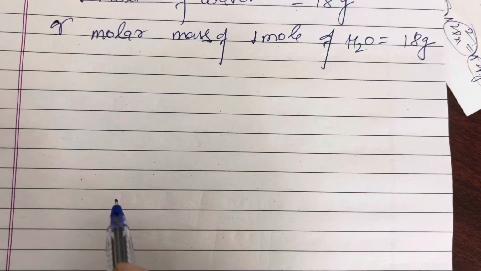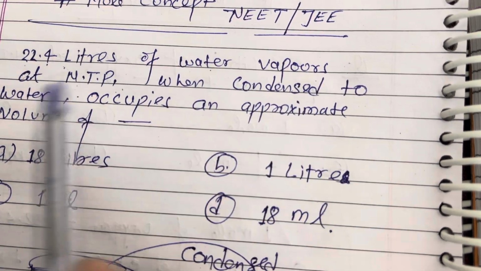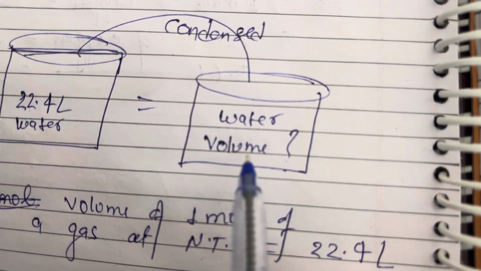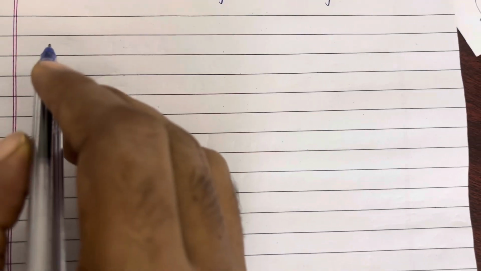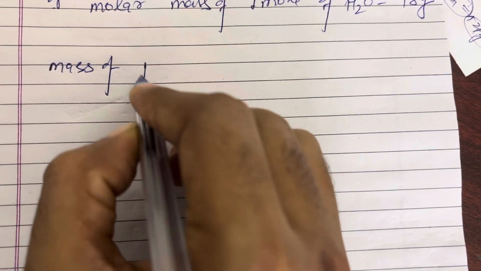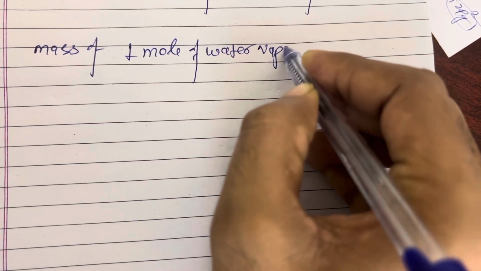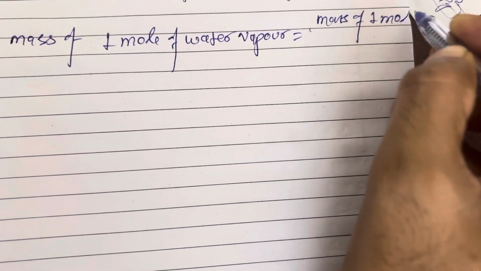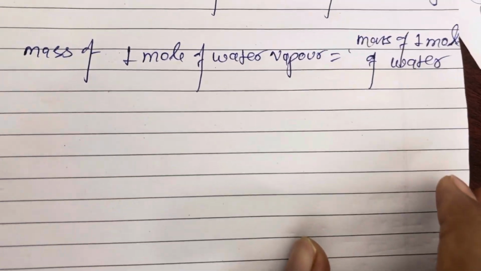Okay. Now it is being said in the question that 22.4 liter of water vapors at NTP when condensed to water. It means that vapors are going to convert into water by the condensation process. So here, the mass of 1 mole of water vapor is equal to the mass of 1 mole of water. Both conditions will remain the same.